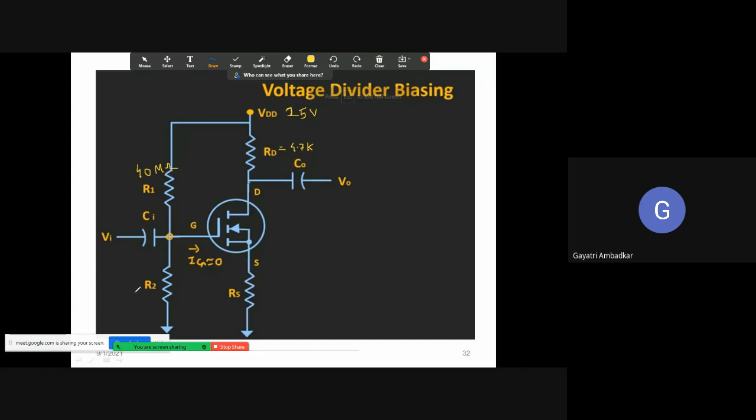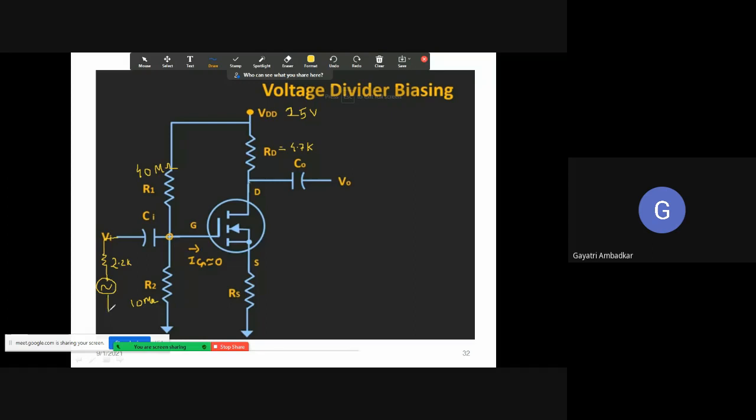Then R2 is 10 mega ohm. Okay, and we are giving the signal through a resistance of 2.2K. You please draw this diagram, 2.2K, and here I have connected my input signal source.